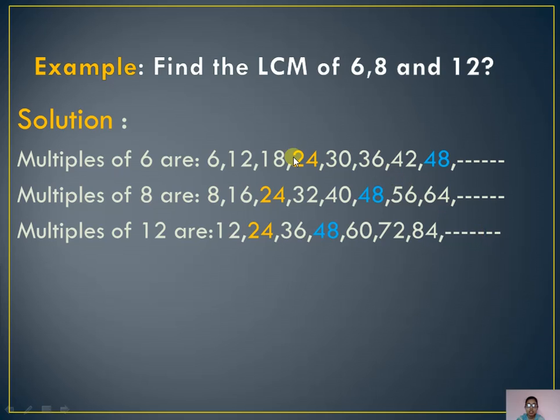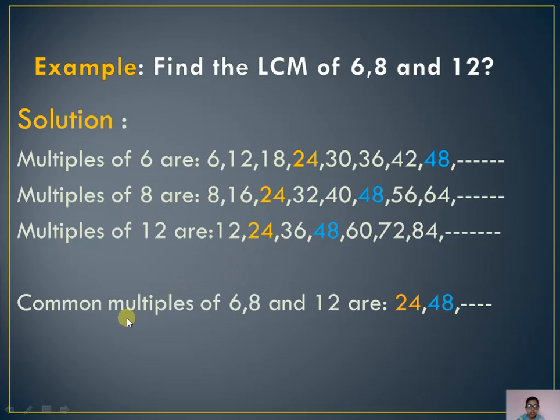Now, as you can see, 24 and 48 are common among the multiples of these three numbers. जैसे कि आप देख सकते हैं कि 24 और 48 इन तीनों नंबर्स के मल्टीपल्स में कॉमन आ रहे हैं. So the common multiples of 6, 8 and 12 are 24, 48 and so on.